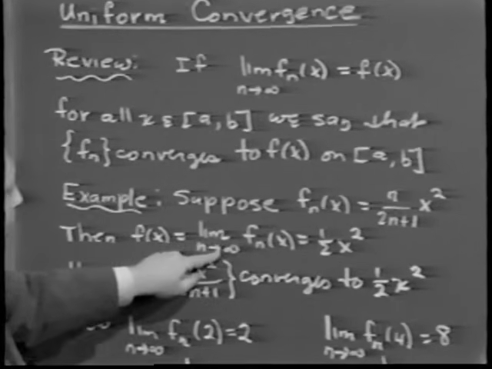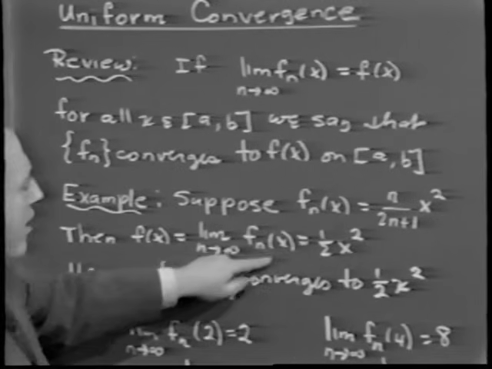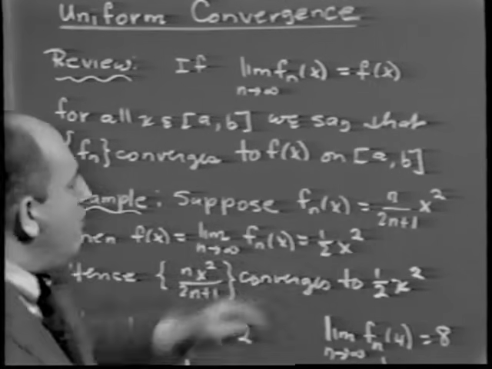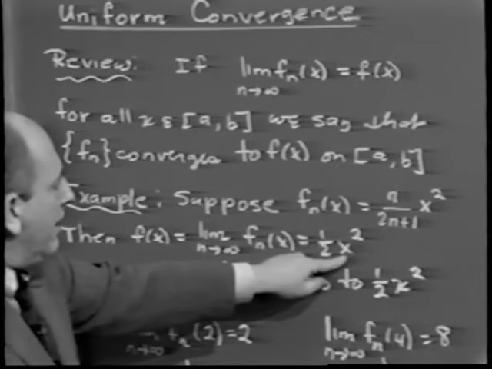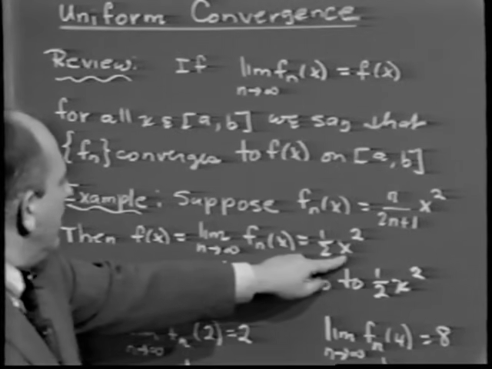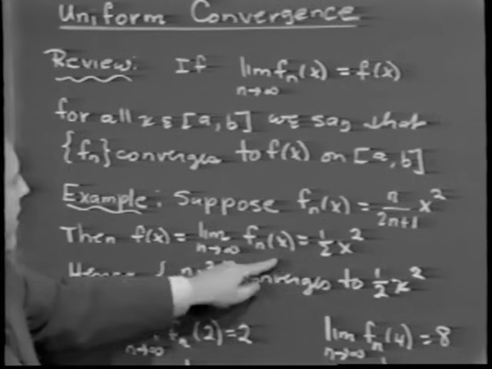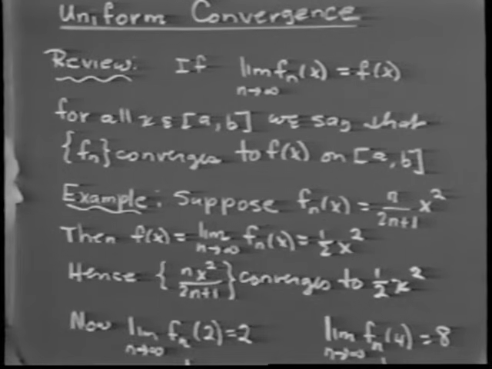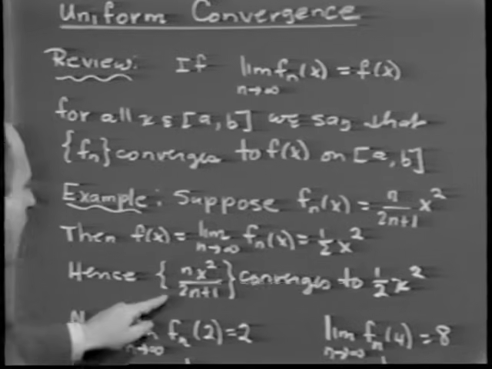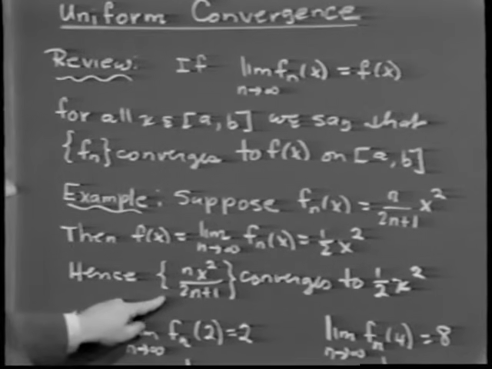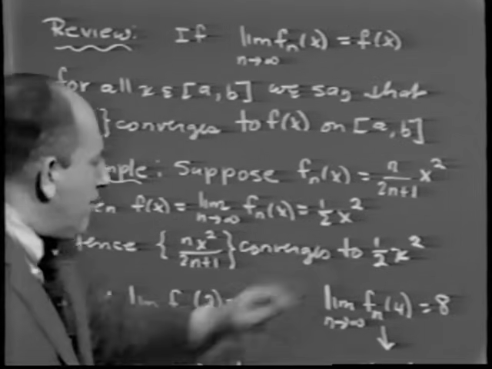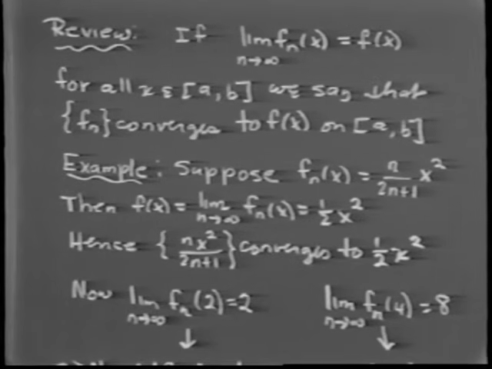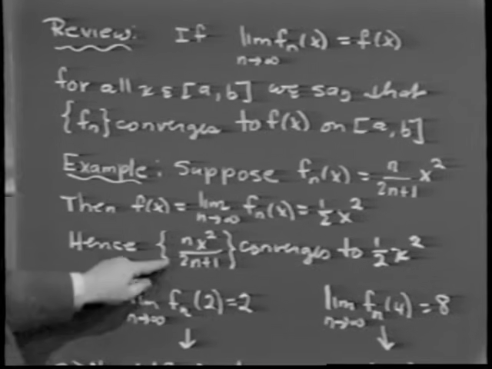In other words, as we let n approach infinity in this case, notice that the limit of n over 2n plus 1 becomes a half. x has been chosen independently of the choice of n. Consequently, the limit function in this case, f of x, is 1/2 x squared. And in this case, what we say is that the sequence of functions n x squared over 2n plus 1 converges to 1/2 x squared. Now, what does this mean more specifically?